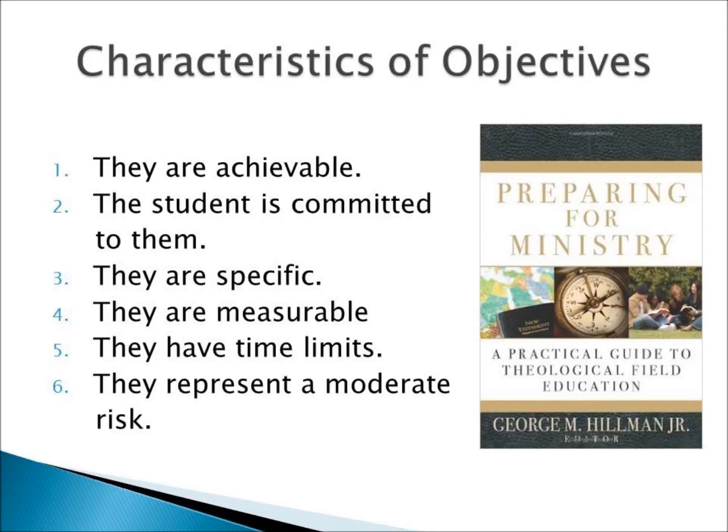How might we describe good objectives? Well, they are achievable. Second, the student is committed to them. And that's one of the important areas. I hope that your objectives will be written out of needs and passions that you have. Objectives are specific. They are measurable. They have time limits. And they represent a moderate risk. It's important that success be possible, but students need to have objectives which will challenge and stretch them. That is, they have a risk.